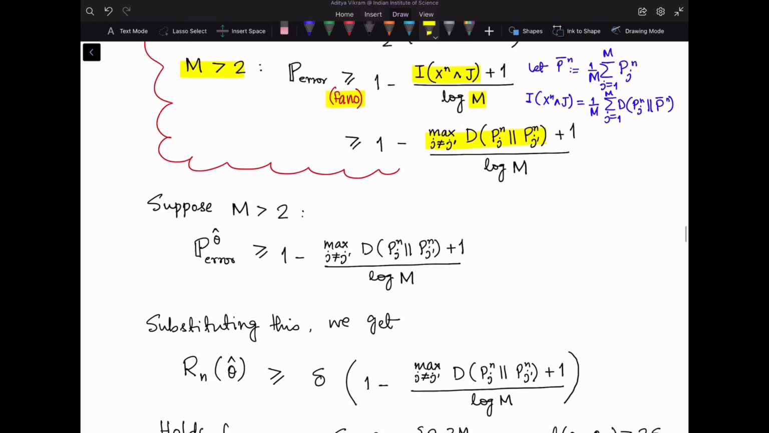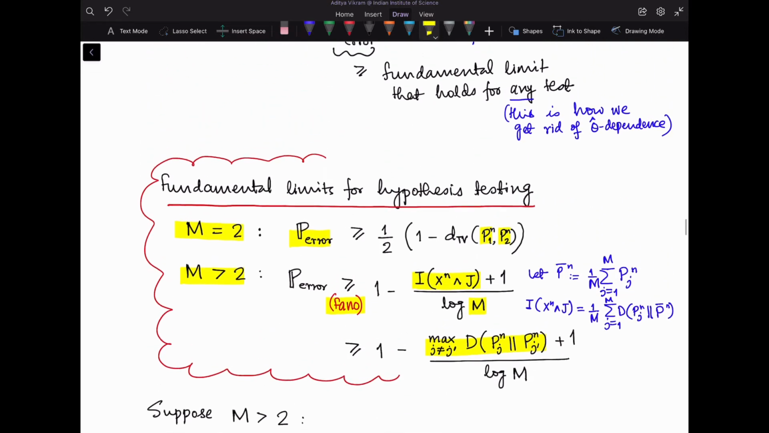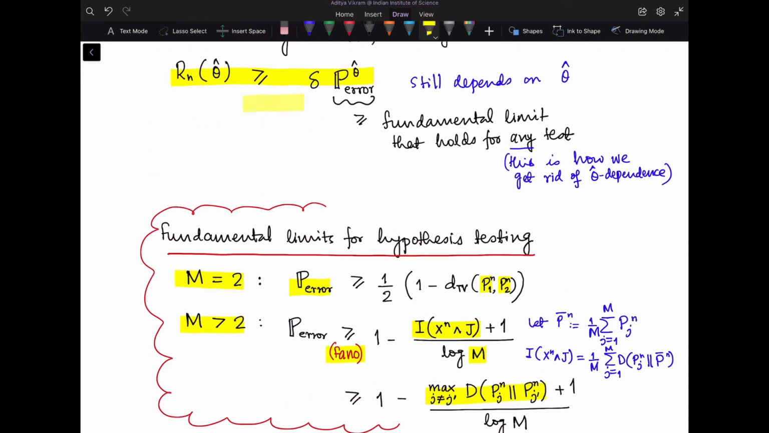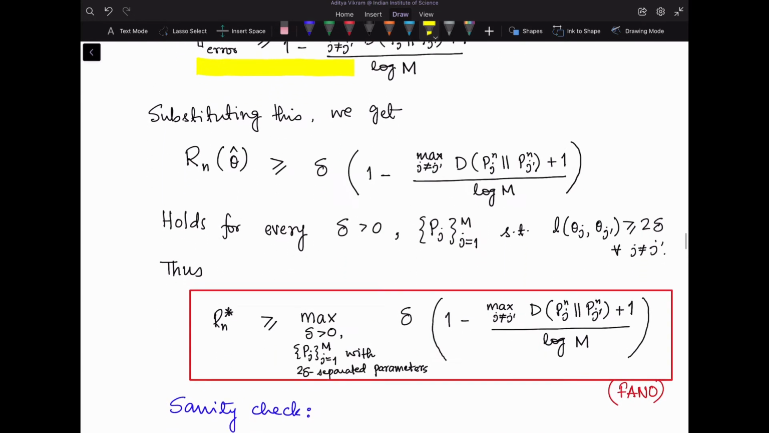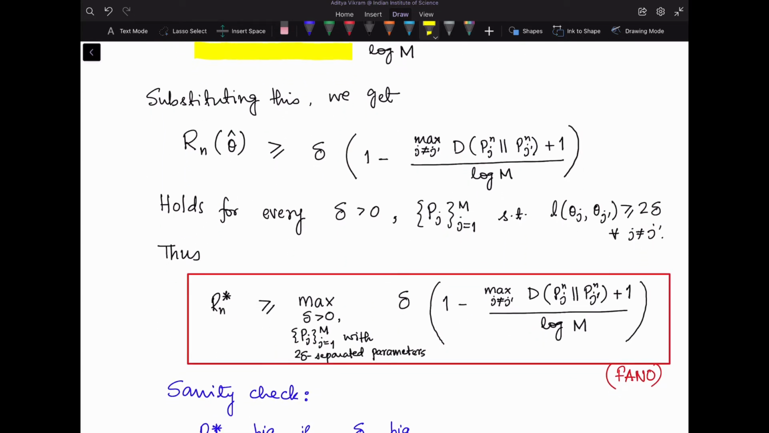Okay, so suppose m is more than 2 in our case. So in that case, we can just lower bound this probability of error using Fano's inequality. And substituting this in the above expression, we get that Rn theta hat is at least this quantity, delta into this fundamental probability of error. Okay, and now note that there is no theta hat dependence on the right hand side. So we have obtained a lower bound on Rn theta hat which is independent of any specific theta hat. Okay, and this is what we actually wanted.